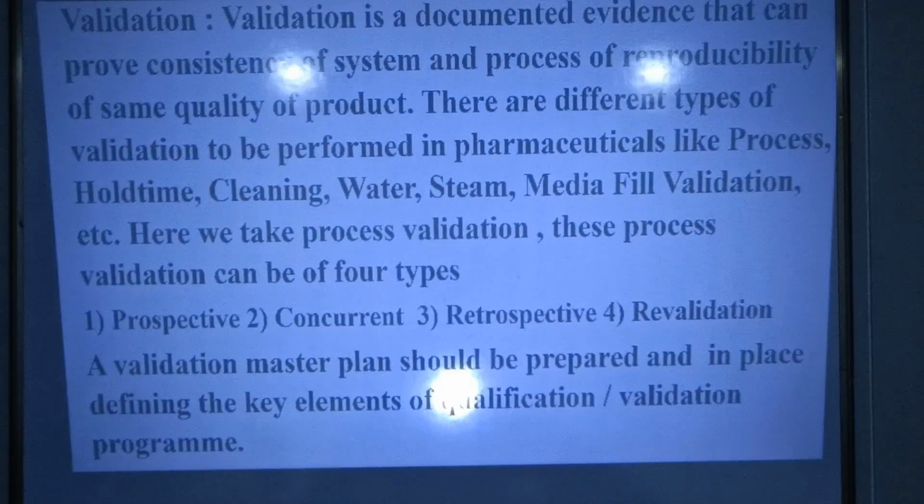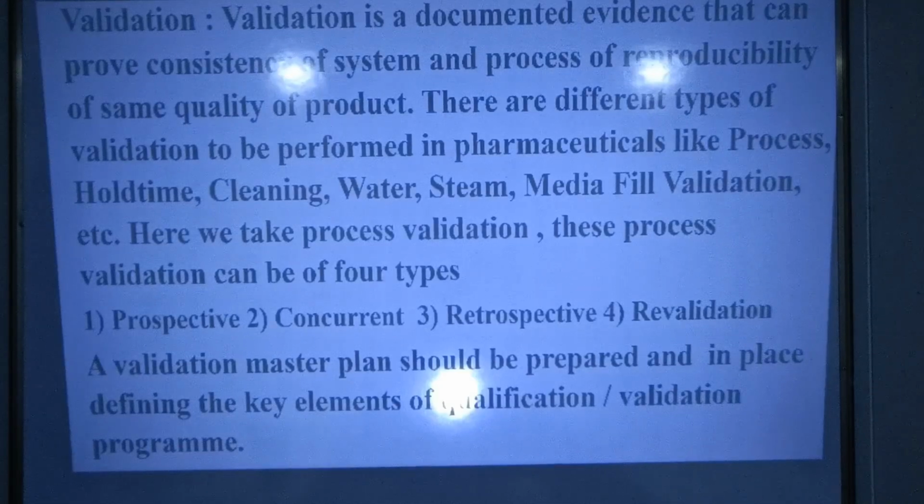Validation. Validation is documented evidence that can prove consistency of system and process, and reproducibility of the same quality of product. There are different types of validation to be performed in pharmaceuticals, such as process validation, hold time validation, cleaning validation, water validation, steam validation, media fill validation, analyst validation, etc. Listen. Whatever activity is to be done in pharmaceutical, it must be validated.